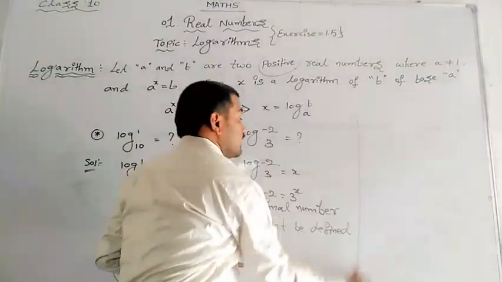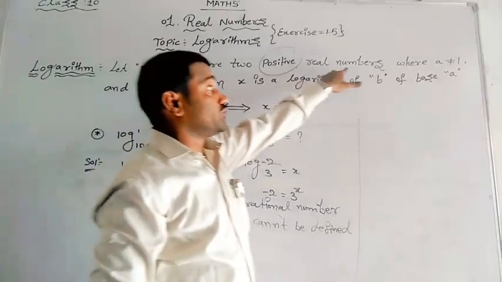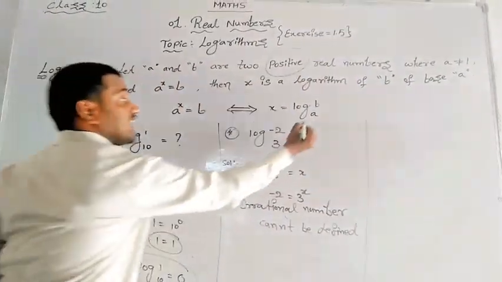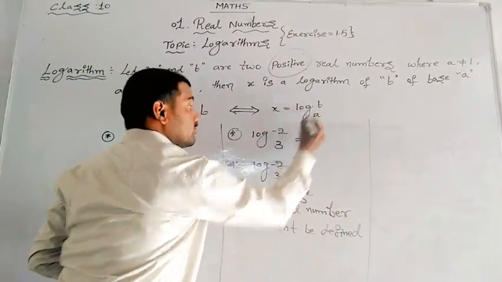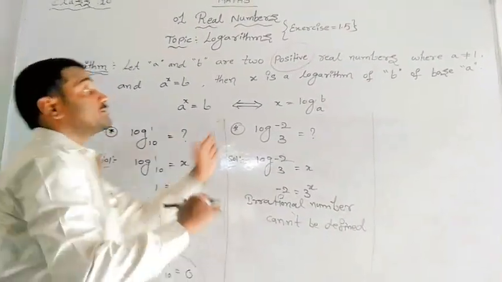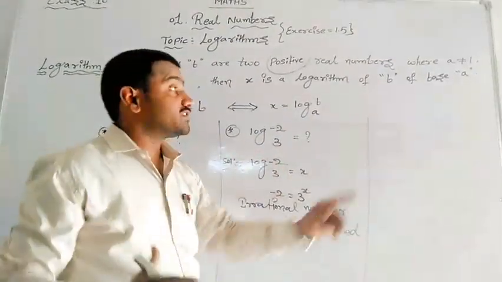Let's see that we have studied when a and b are two positive real numbers and a is not equal to 1. When a is not equal to 1 means the base should not be equal to 1. Log 1 value is 0. When the base becomes 1, what happens here?